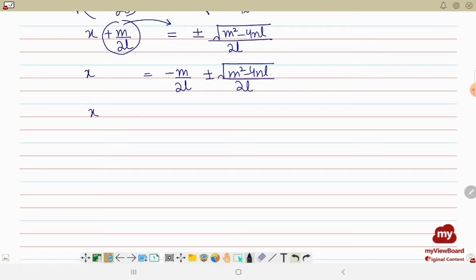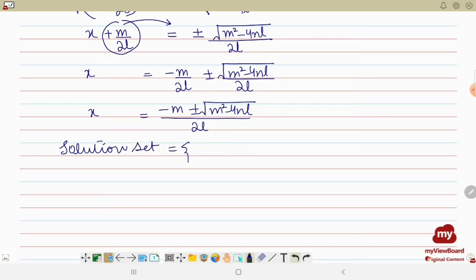Since these are two fractions, we can make them a single fraction. 2l is going to be the LCM. So we will write just the numerator, and we got the value of x. So we'll write down the solution set. We can write it separately, once with the plus sign and then with the minus sign, and we can write it collectively as well. I hope you understand the steps of working.